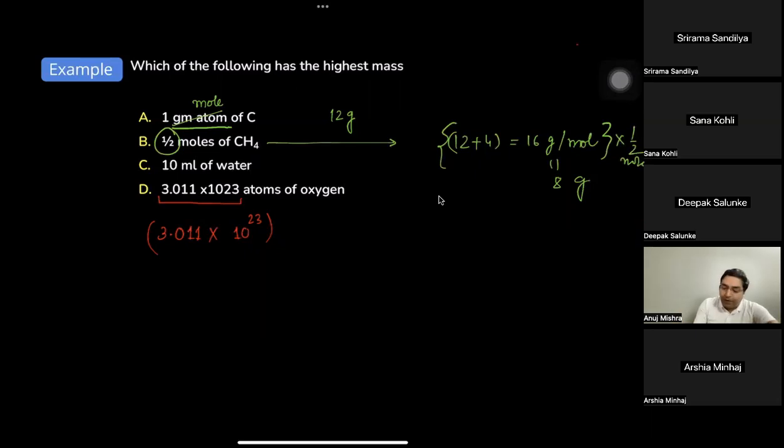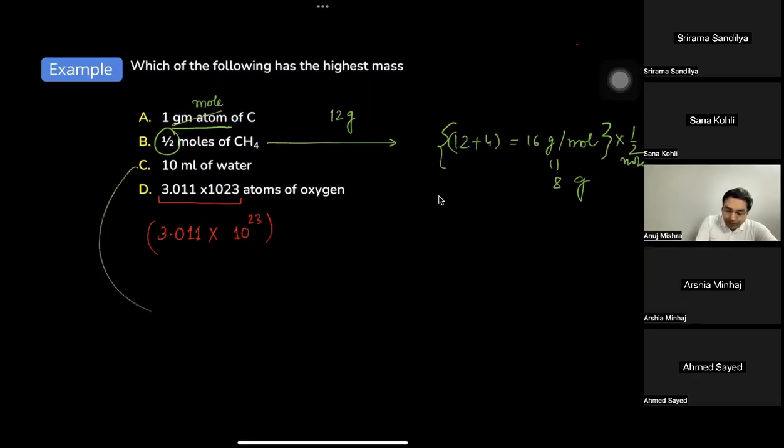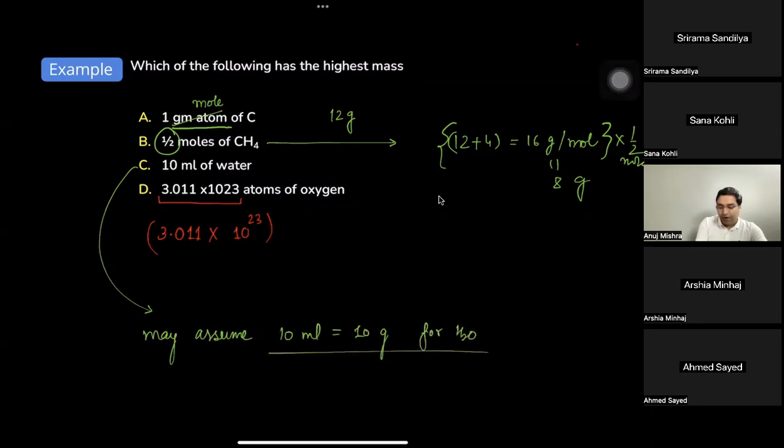Fine. Come to C part. 10 ml of water. Water density is exactly 1 gram per ml at 4 degrees Celsius. But if temperature is not mentioned, we may assume 10 ml to be 10 gram for water. We are assuming a perfectly ideal condition for water, and hence 10 ml is 10 gram. So this is 10 gram, this is 12 gram, this is 8 gram.